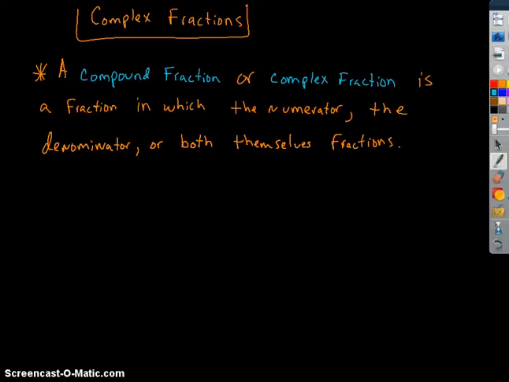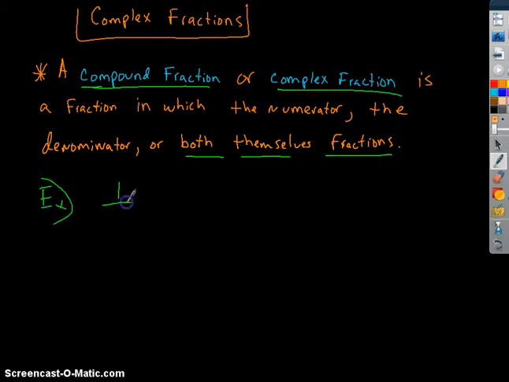Complex fractions. In this video about complex fractions, a compound fraction, or some people may say complex fraction, I usually say complex fraction, is a fraction in which the numerator, the denominator, or both themselves are fractions. Some examples of complex fractions are things like this. Let me give you 1/5 divided by 2/3. This is a complex fraction because it's a fraction divided by another fraction.